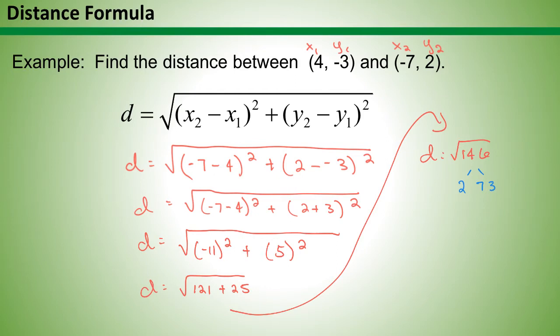let's see what factor 73 has. 73 cannot be divided by 3. 73 is actually prime, so we cannot break that apart anymore. So this right here would be the simplest radical form. So sometimes you're going to be asked to write your answer in the simplest radical form, but if you're asked for it as a decimal, we could also say D is equal to, and we would take the square root of 146, and our actual distance is going to be 12.1.